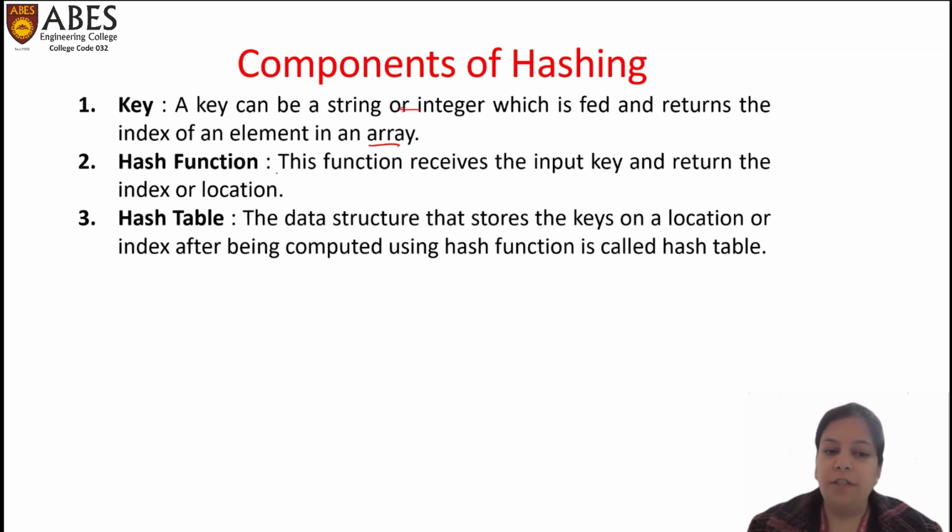Hash function is a function which receives this key as input, and we get the index where we have to store the particular key. Hash table is a data structure that stores the keys on a location or index after being computed using the hash function.